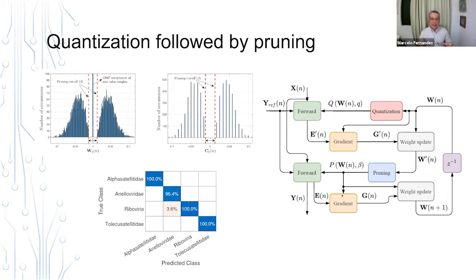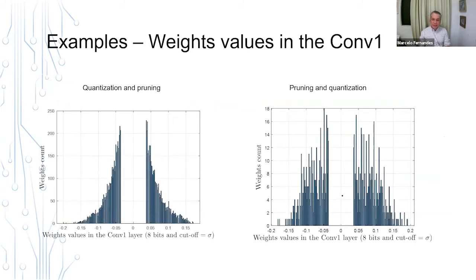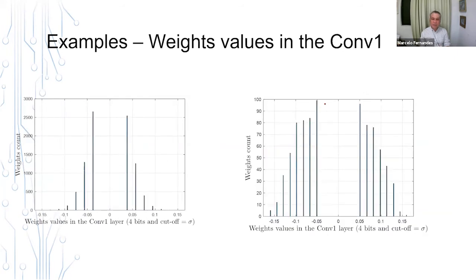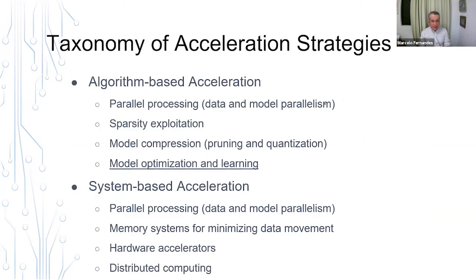That we can change the blocks inside of the train. And some comparisons with quantization, and quantization followed by pruning, and pruning followed by quantization. Okay. This is model compression, that I said about pruning and quantization, and another one is model optimization.